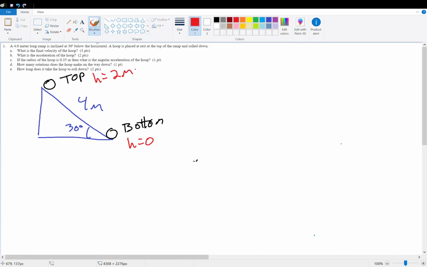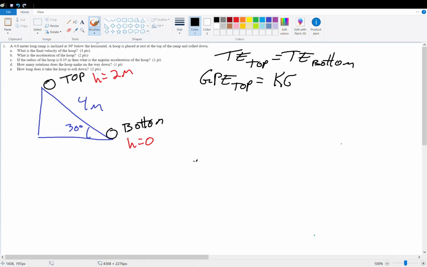Okay. So our general premise is that total energy at the top is equal to the total energy at the bottom, right? What types of energy do we have at the top? At the top we've got gravitational potential energy, and that's got to equal the energy at the bottom. We actually have 2 types of energy at the bottom. We've got regular old kinetic energy because the hoop is moving, and we've also got rotational kinetic energy because the hoop is, in fact, rolling.